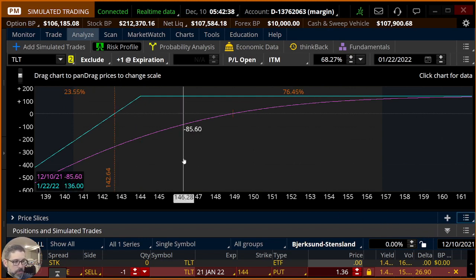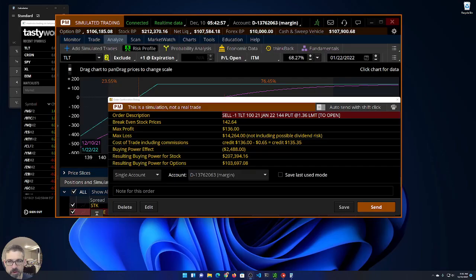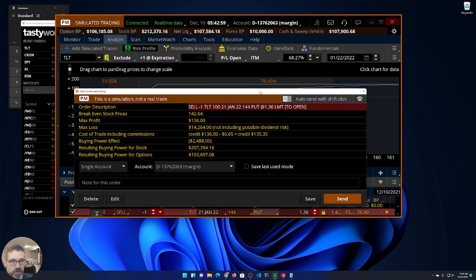The tough part, of course, is the amount of buying power required for this type of trade, because it is undefined in the sense that it can go all the way, but all the way is limited to 0, and that means you could lose quite a bit of money. So I want to right-click this trade, choose Confirm and Send, and pull that up for you because my recording software doesn't show it.